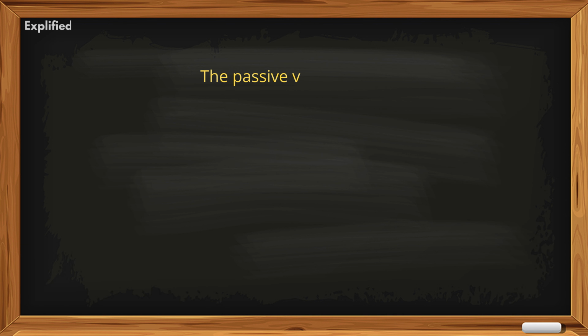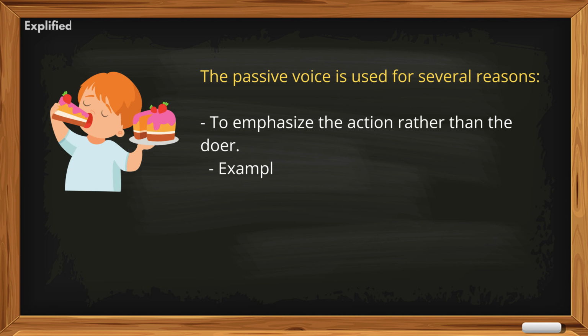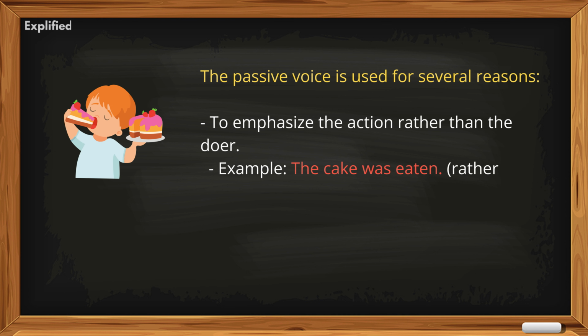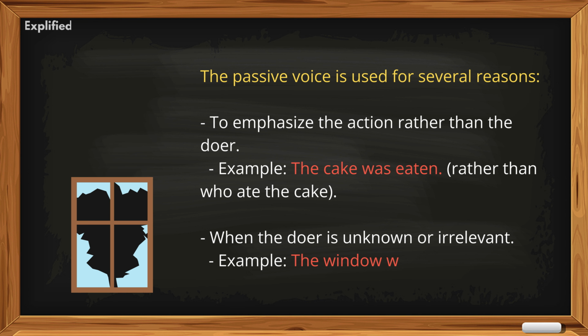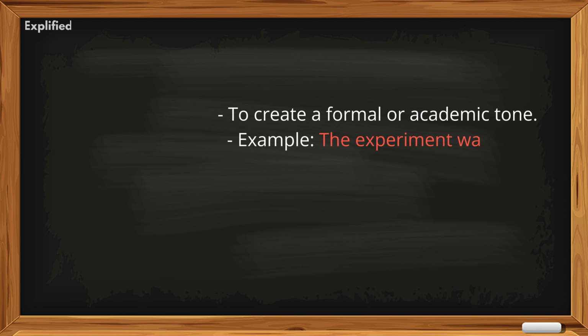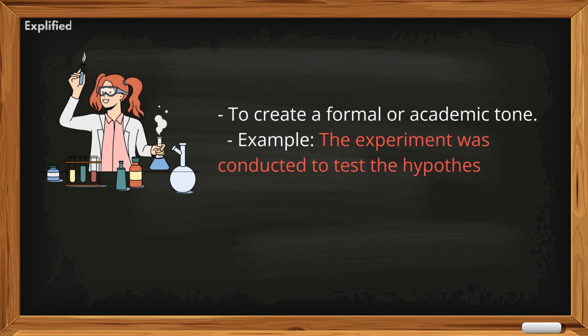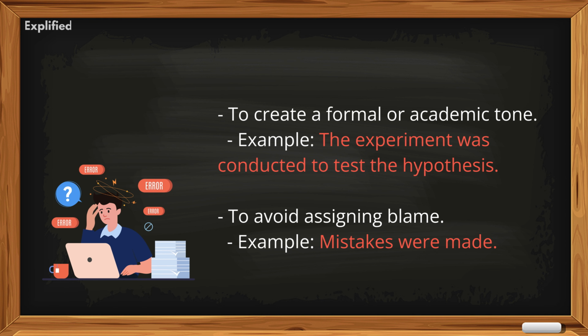Why is the passive voice used? The passive voice is used for several reasons. To emphasize the action rather than the doer. Example, the cake was eaten, rather than who ate the cake. When the doer is unknown or irrelevant. Example, the window was broken. To create a formal or academic tone. Example, the experiment was conducted to test the hypothesis. To avoid assigning blame. Example, mistakes were made.